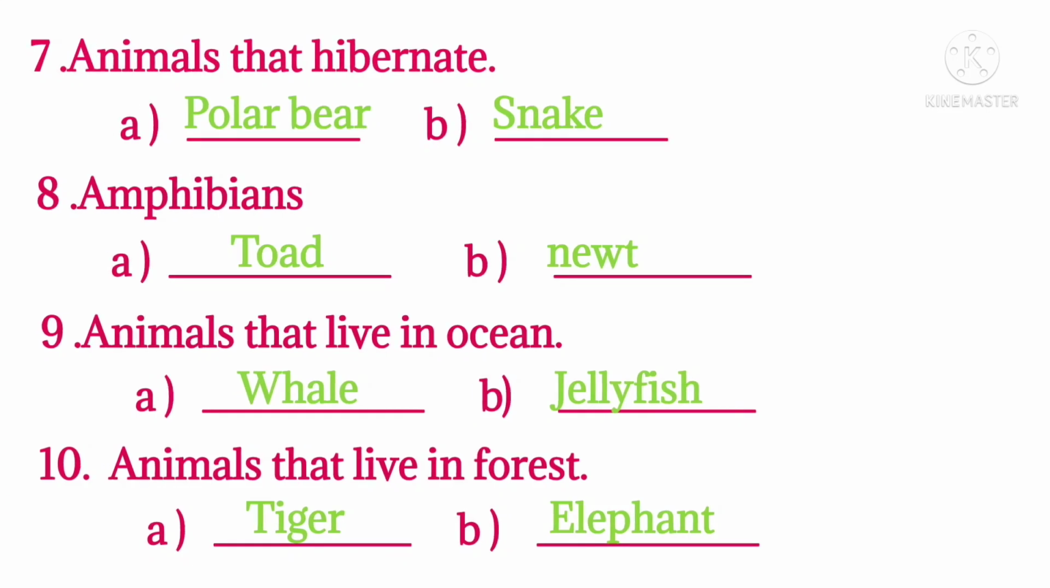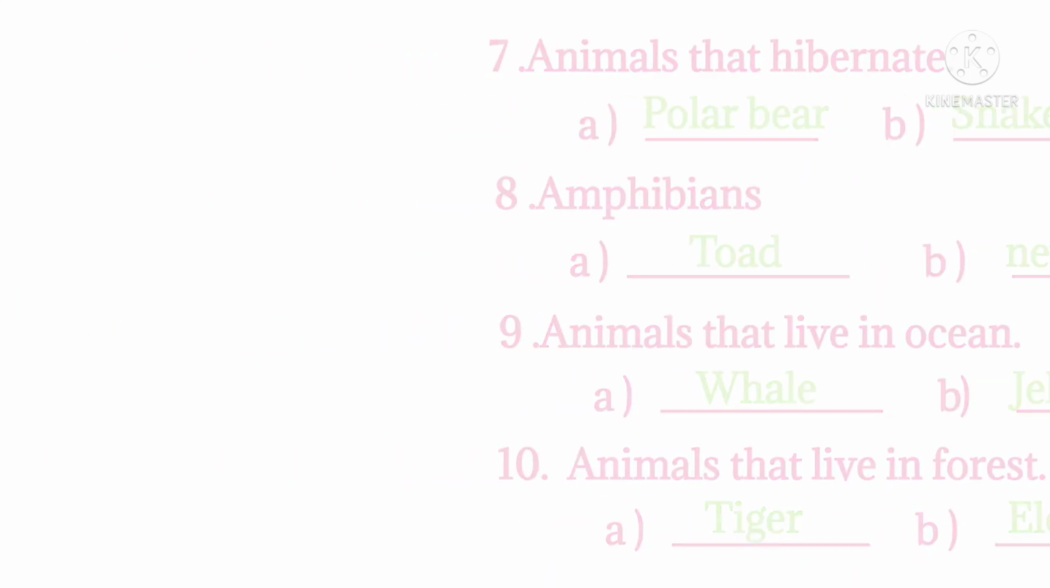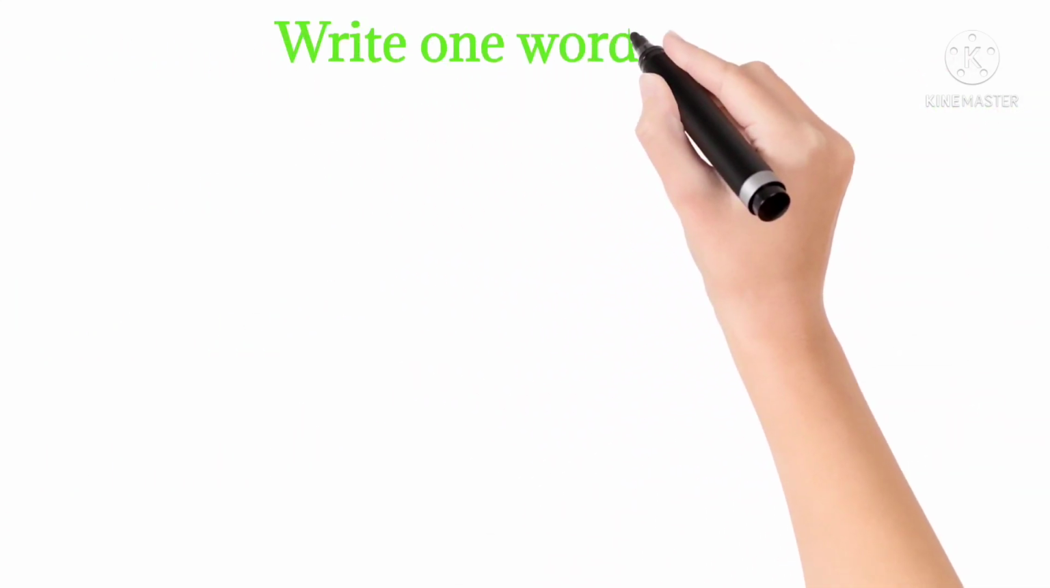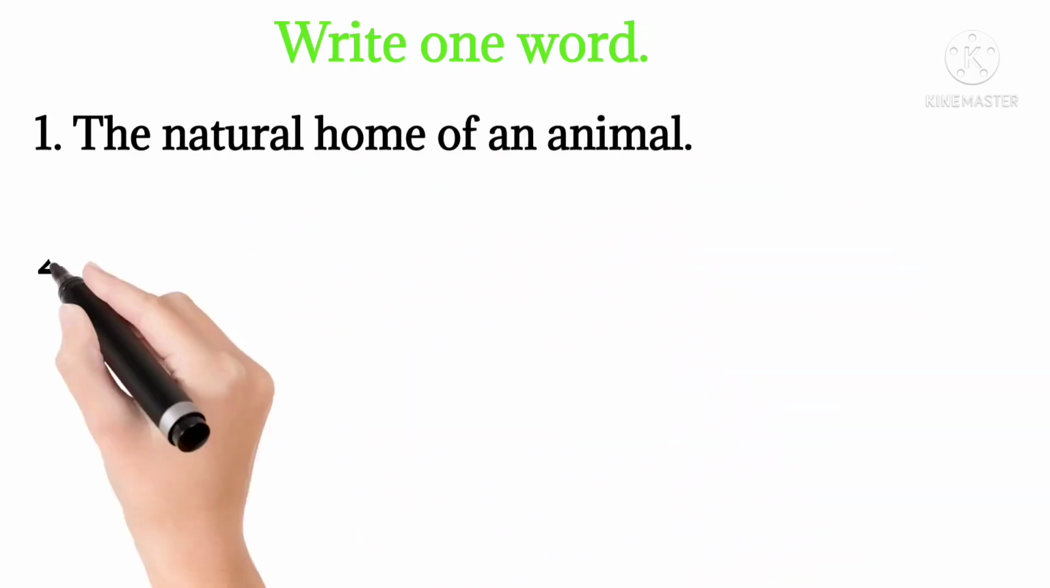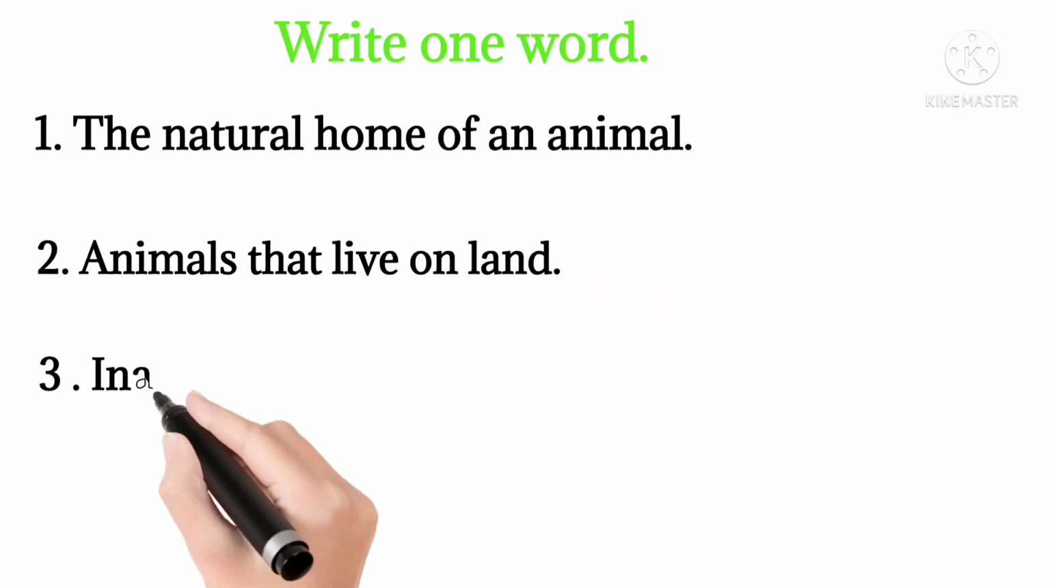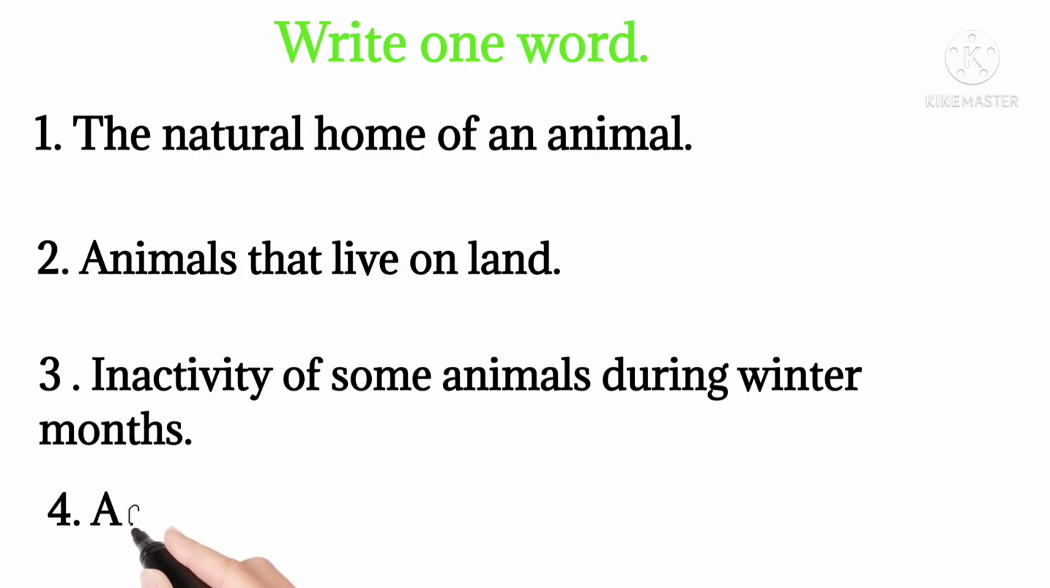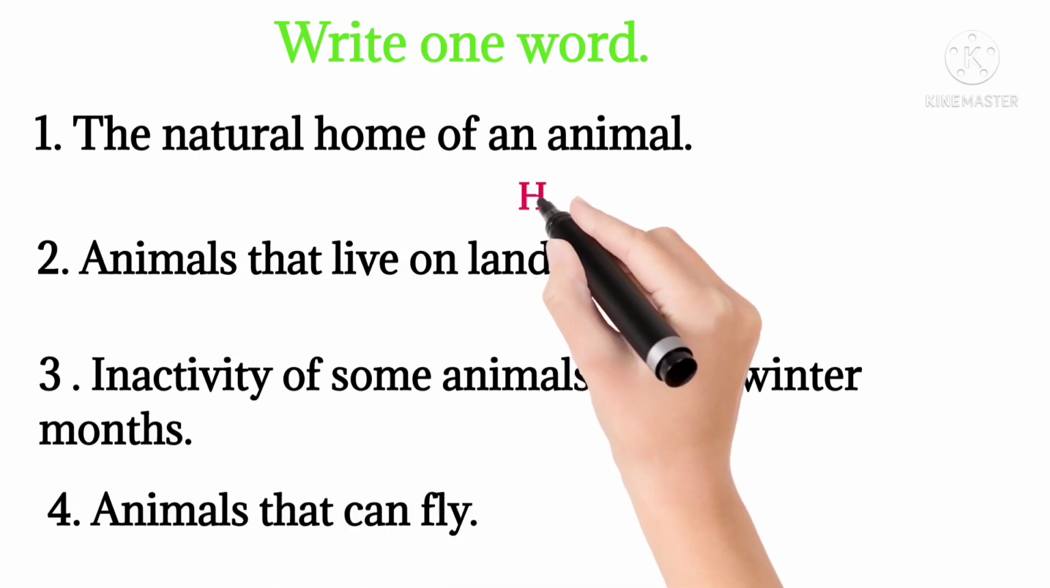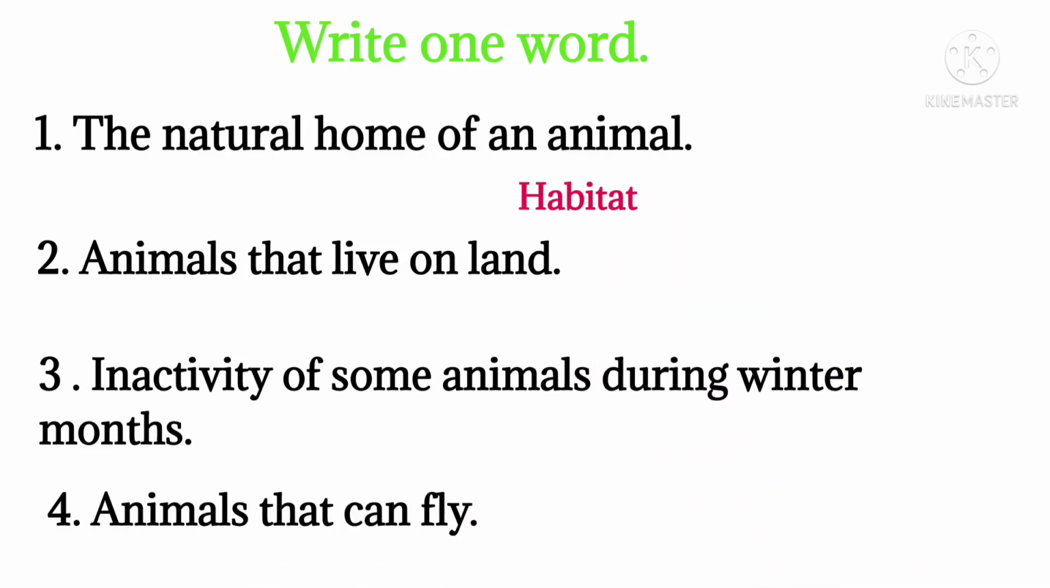10. Animals that live in forest. We already know that tiger, elephant, deer, etc. Write one word. The natural home of an animal, that is habitat. Second, animals that live on land, terrestrial animals.